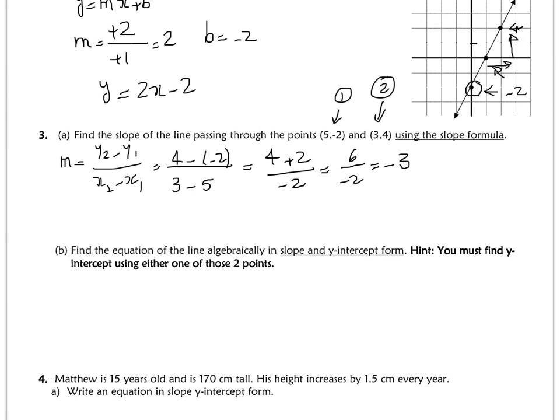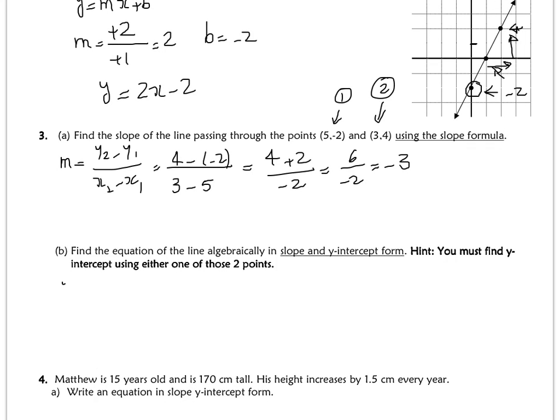In question 3b, we have to find the equation for the line going through the points given in 3a, 5, -2, 3, 4. We know that the equation of a line in slope y-intercept form is y equal mx plus b. We know that m from 3a is -3, so the answer is -3x plus b. Now we have to find b. The easiest way to do it is to look at any one of those 2 points and sub it back in this equation and solve for b.